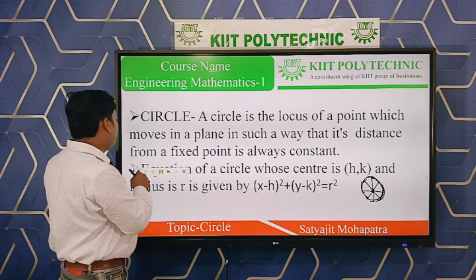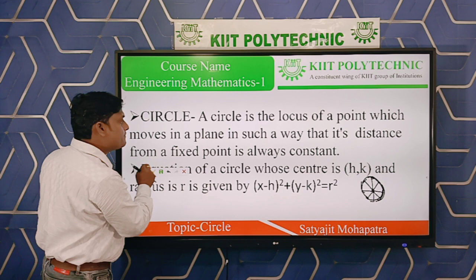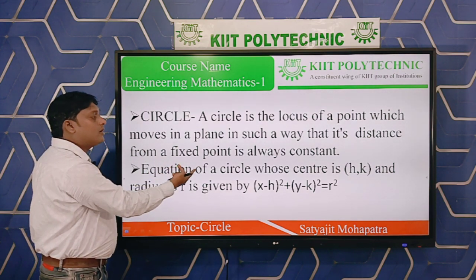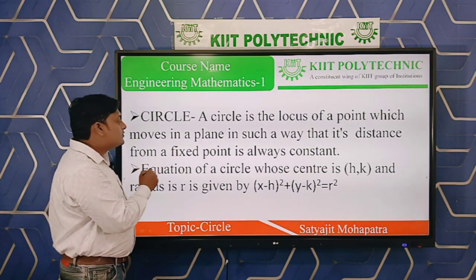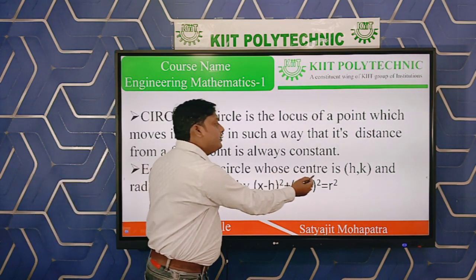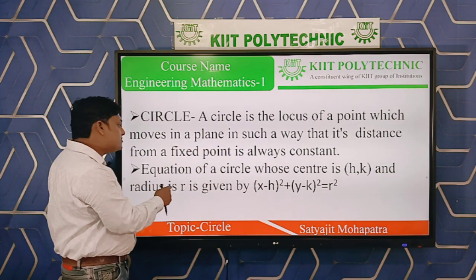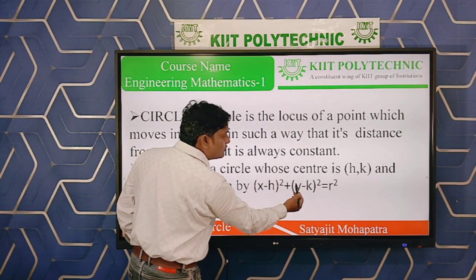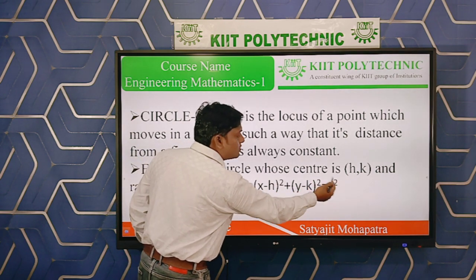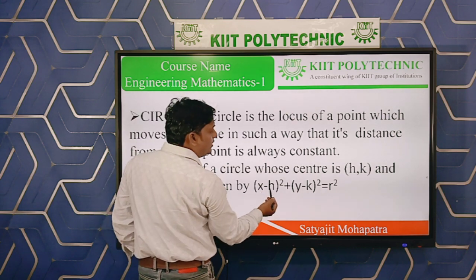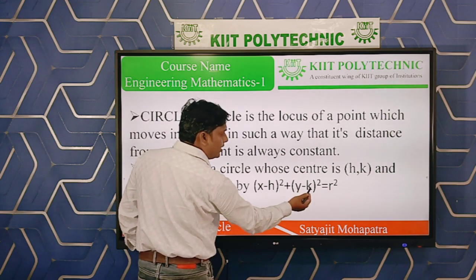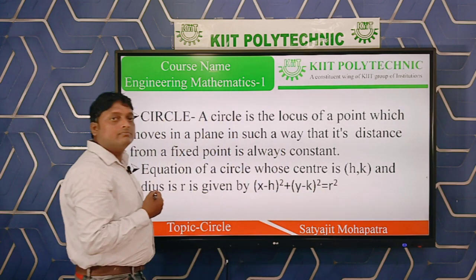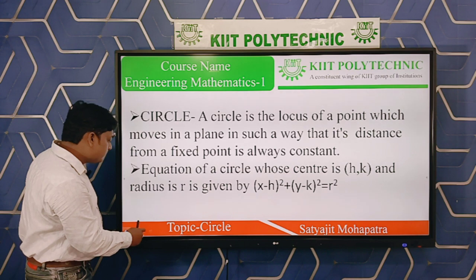Now all of you see here how to represent the equation of a circle mathematically. All of you know the equation of a circle whose center is (h, k) and radius is r. That equation is given by (x minus h) whole square plus (y minus k) whole square equals r square. Here (h, k) is the center of the circle and r is the radius of the circle. I will show you.